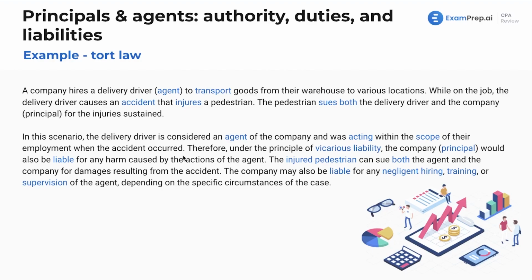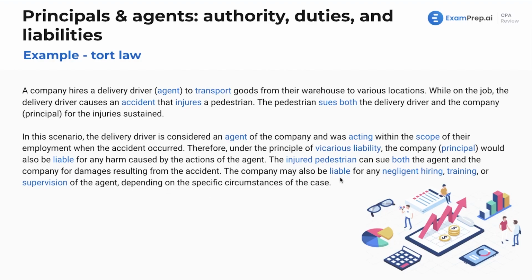But generally speaking, if it was a straight accident, nothing else, just an act of God accident kind of thing, this is what we're talking about generally. Therefore, under the principle of vicarious liability, the company, the principal, would also be liable for any harm caused by the actions of the agent. The injured pedestrian can sue both the agent and the company for damages resulting from the accident.